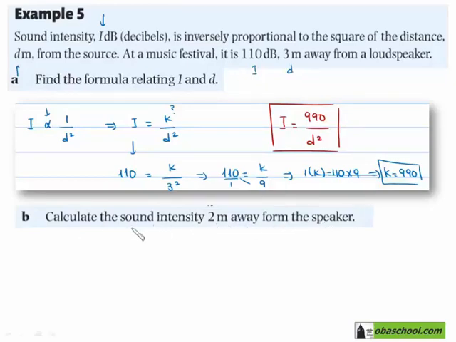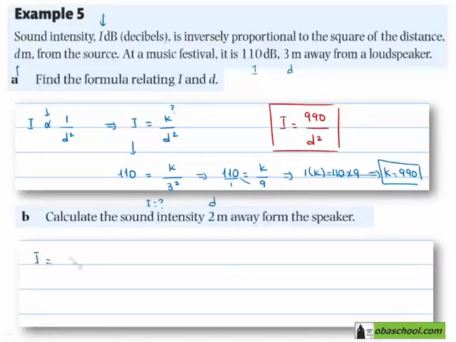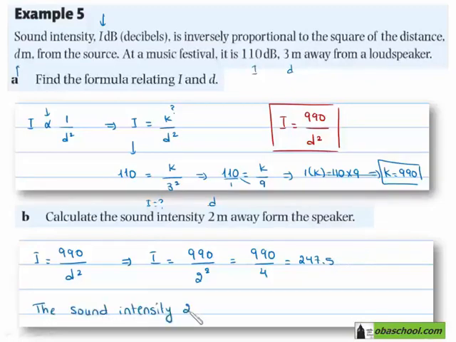Now, let's solve b. Calculate the sound intensity 2 meters away from the speaker. So, we have k already, and d is given. So, I equal to 990 over d squared, which is 990 over 2 squared, and that is 990 over 4. Divide 990 by 4, and you're going to have 247.5. The sound intensity 2 meters away from the loudspeaker is 247.5 decibels, and that is the unit for sound intensity.